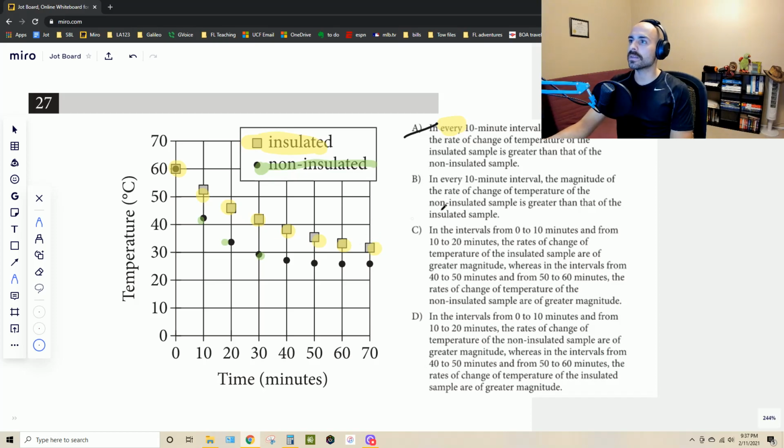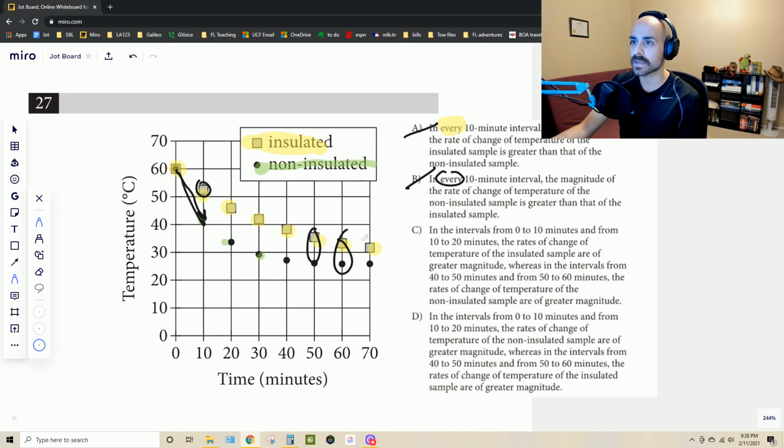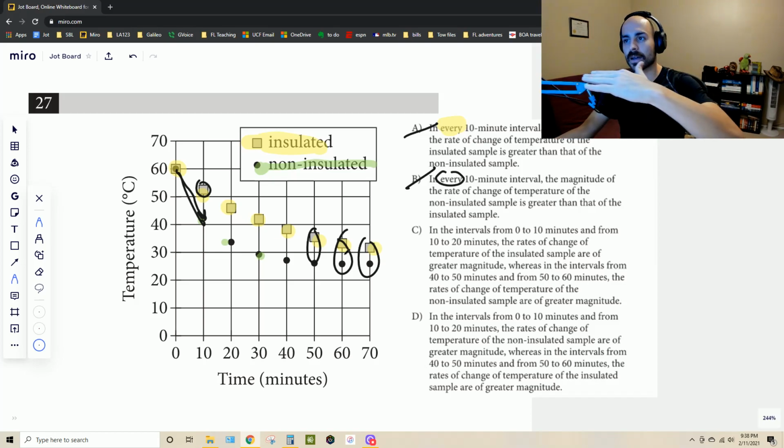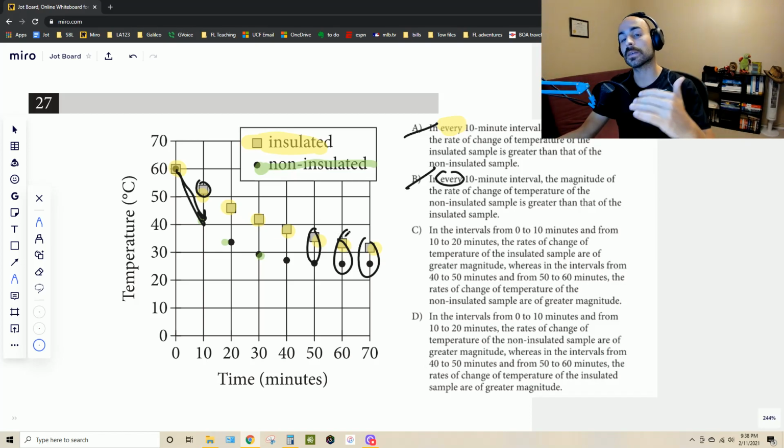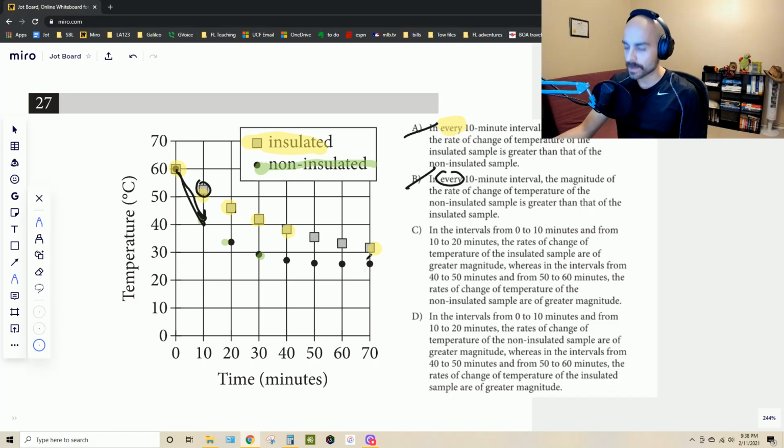Every 10-minute interval, the magnitude of the rate of change of temperature of the non-insulated sample is greater than that. You see, there's that every again. So that is going to be canceled out, because in order for this black dot to all of a sudden drop here, where this one is still above it, means the non-insulated dropped faster. Whereas here, the only way they can get closer to each other is if the non-insulated just hangs out for a bit, while the insulated is still changing at a significant enough rate that it gets closer. So that's not going to be the case.